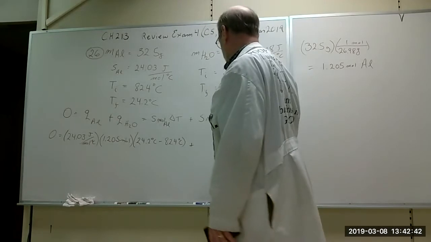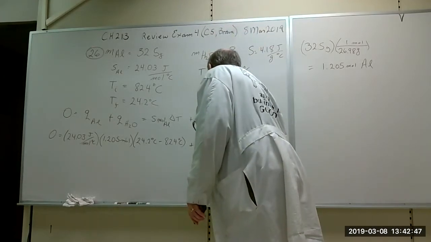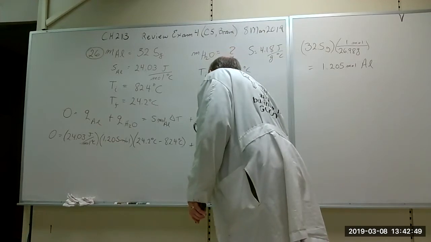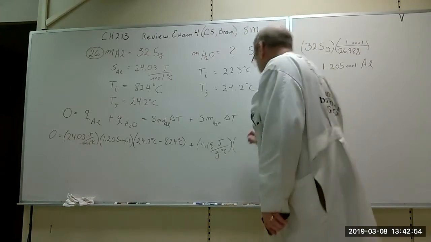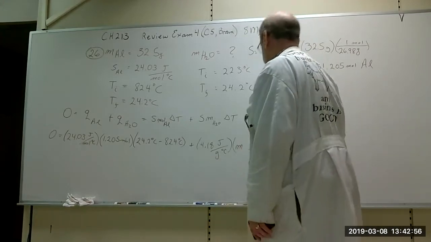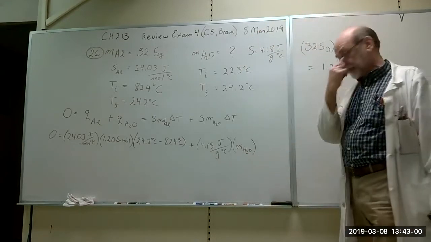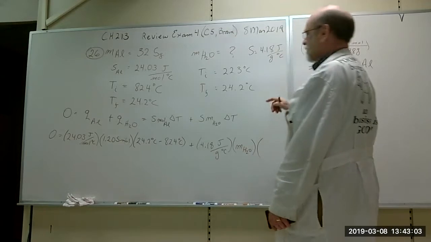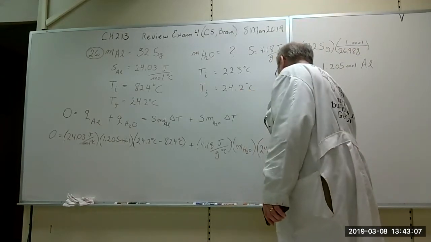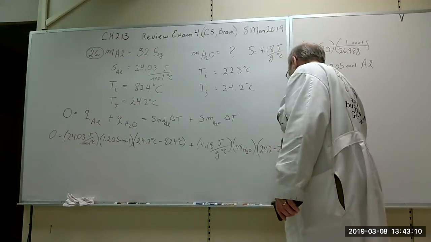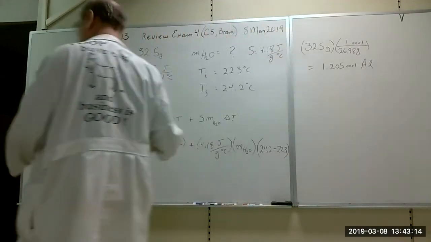Okay, now for the water part. So 4.18 joules per gram degree centigrade for water. And this is the unknown, right? We want to find out what the mass of the water is. So the final temperature for water is 24.2, and the initial is 22.3 degrees centigrade.